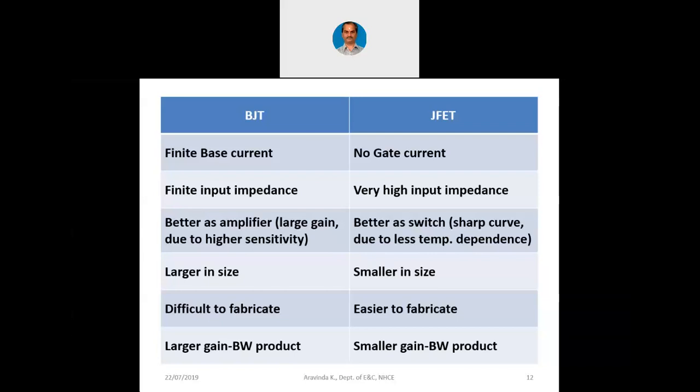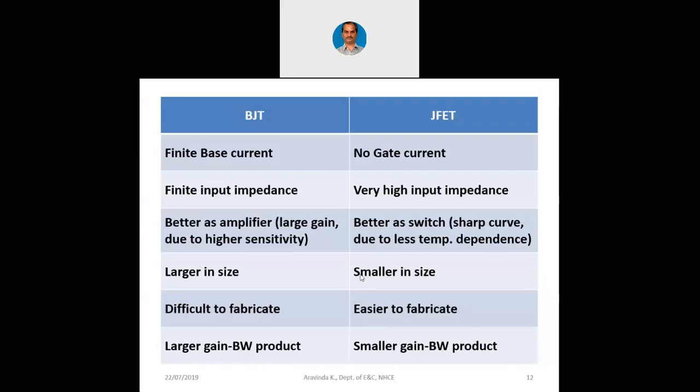And JFET has less temperature dependence. Why? Because JFET has no beta as such. JFET has no gate current as such. When there is no gate current, there is no question of increase in the bias current or something like that. So as such, JFET is having a lesser temperature dependence when compared to BJT.